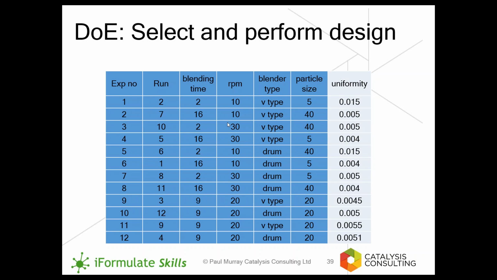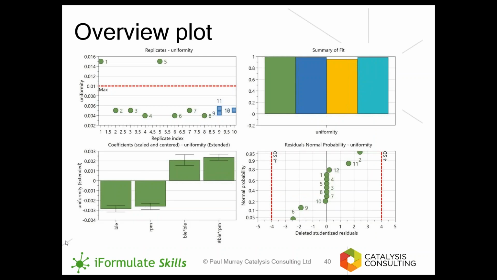Having created the design, we carried out the experiments and we get the uniformity, and we have a range of values here. So we're going to now move to analyzing the data. So the first plot we look at is the replica plot. So this is basically the responses on one axis. Each experiment is here across the bottom. In blue, we have the repeated experiments. So 9 and 11 are repeats, 10 and 12 are repeats. We see the green ones, which are the rest of the experiments.